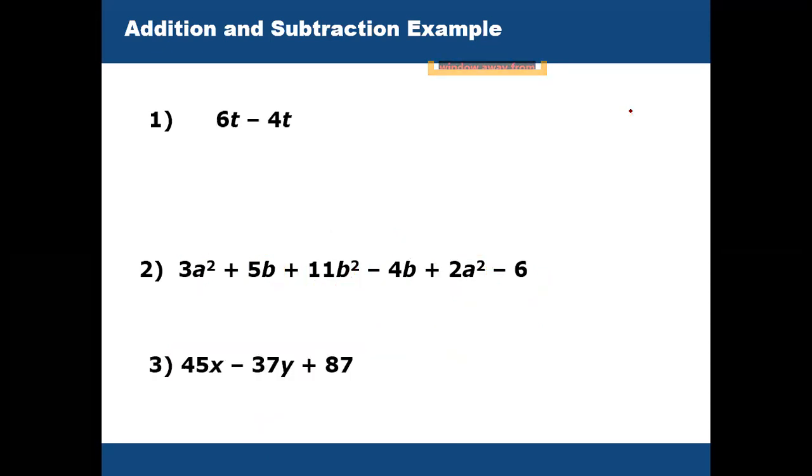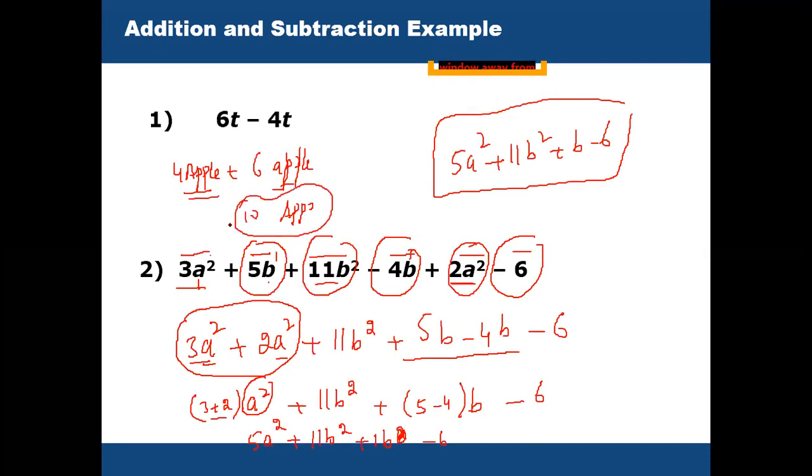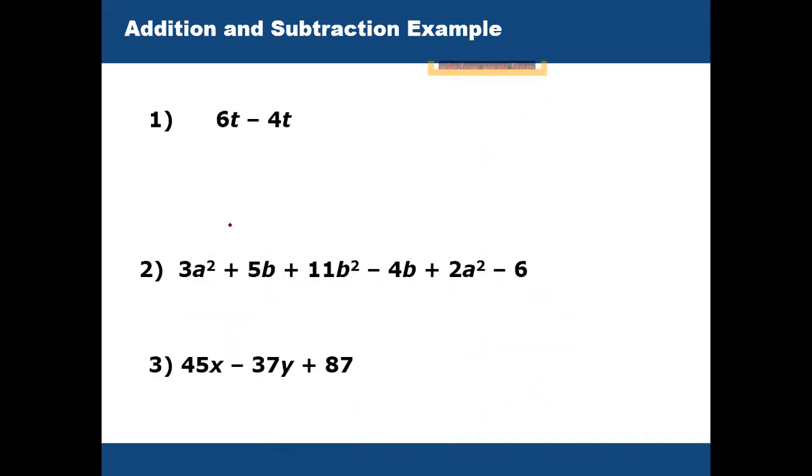Sir, why don't we add the powers? In addition we take the common term. You can see here, 3a square plus 2a square, so take one common. Like 4 apples plus 6 apples. So apple is common, write down apple. 6 plus 4 equals 10 apples. a square, b square, these are like apples. So just take the common term, then add their coefficients in addition. Okay, thank you. Next one.